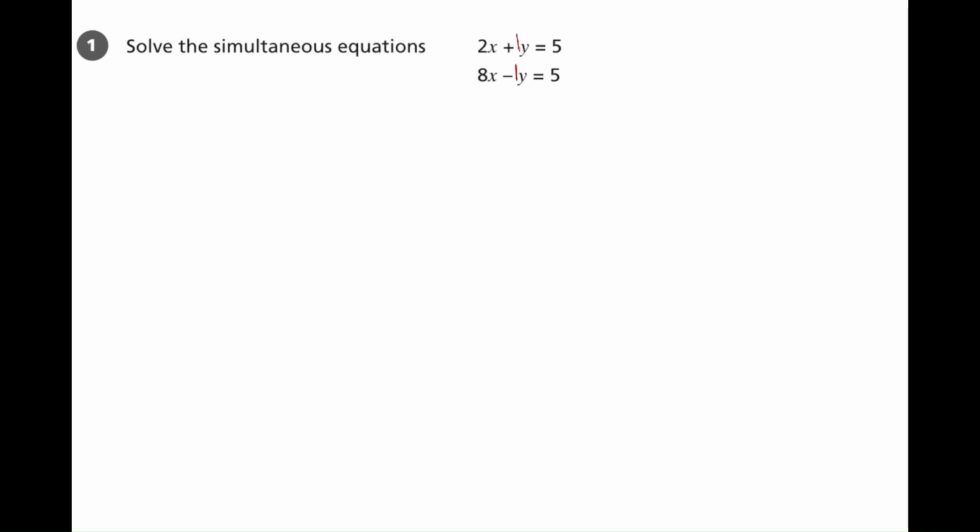So the general rule is the same signs subtract, SSS, or else add. So we have a plus 1 and a negative 1. They're not the same signs. So we are going to add the equations.